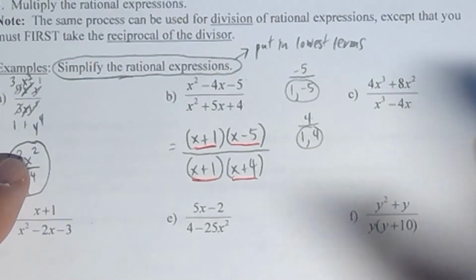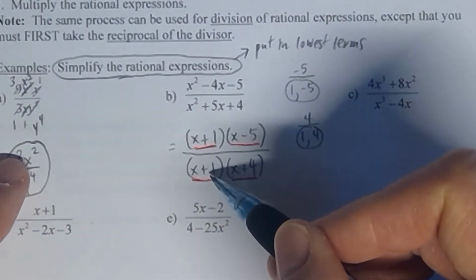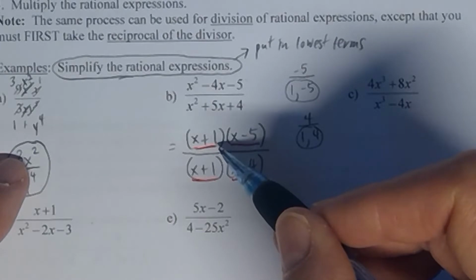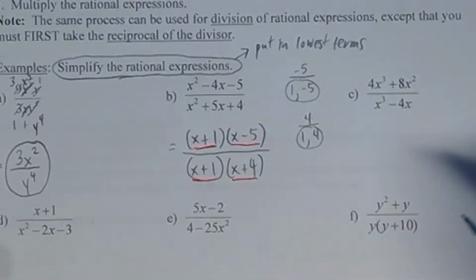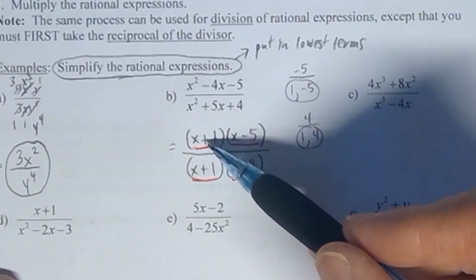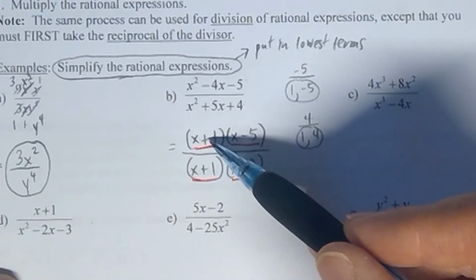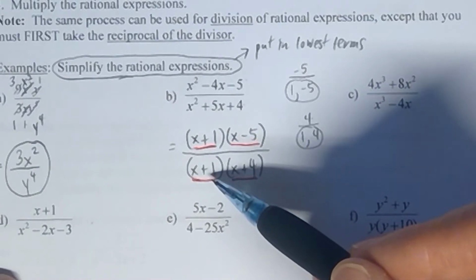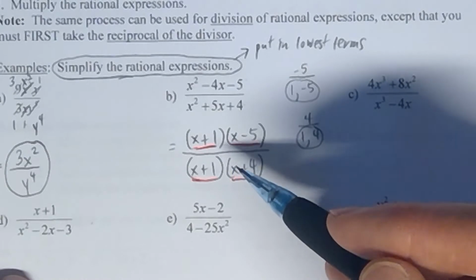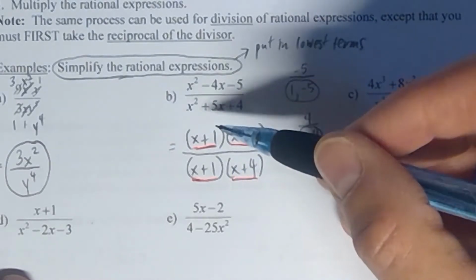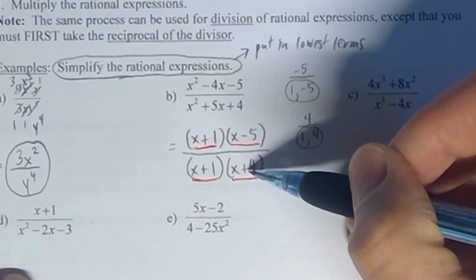Okay, but when you have these factors that have more than 1 term in it, and that's going to be the red ones. The red ones have more than 1 term in it. Okay, you're only allowed to cancel one of these red factors that has more than 1 term in it if they are exactly the same. In other words, I can't cancel the x plus 1 and x plus 4.